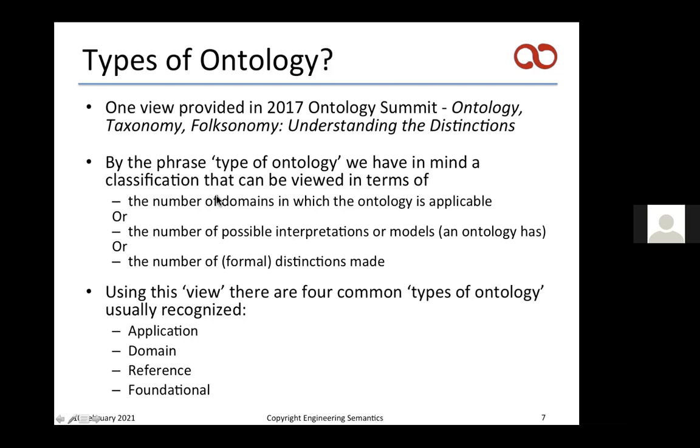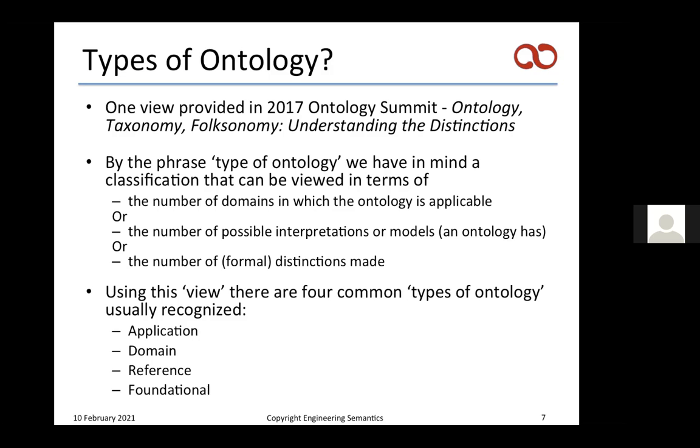So based on this notion of the number of models or domains, there are 4 commonly recognized types of ontologies. There's application ontologies, domain ontologies, reference ontologies, and foundational ontologies. And I'm going to talk a little bit about each of those. And if you disagree with any of those definitions, please put it in the chat and we'll discuss it when I'm done.